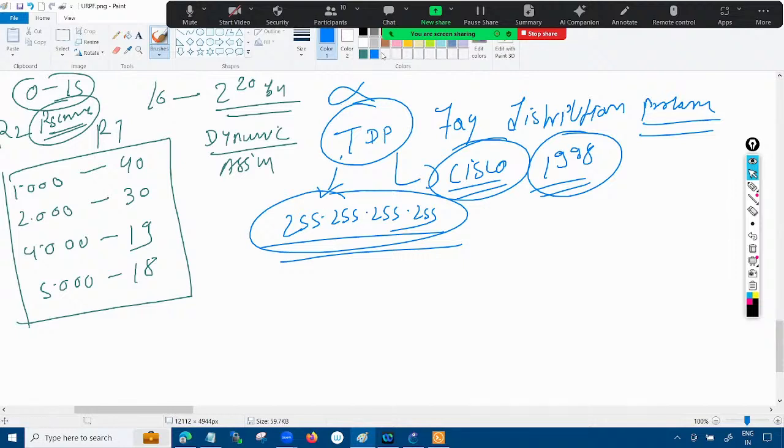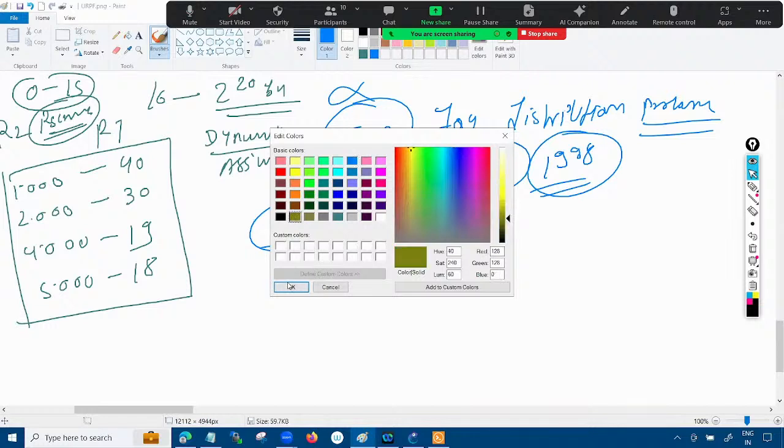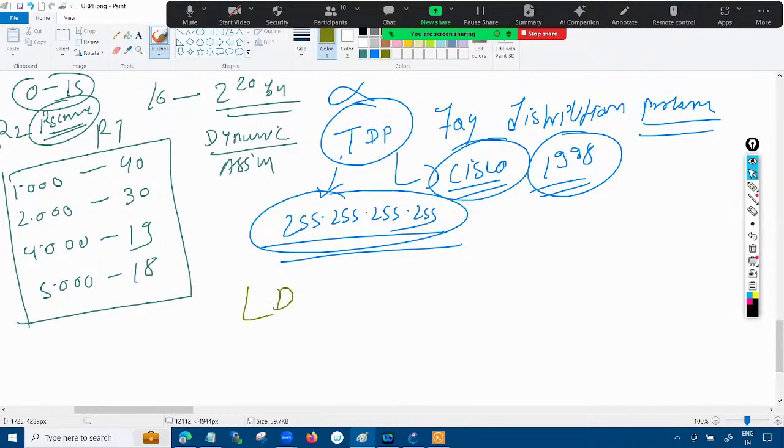We have a protocol known as LDP, Label Distribution Protocol.